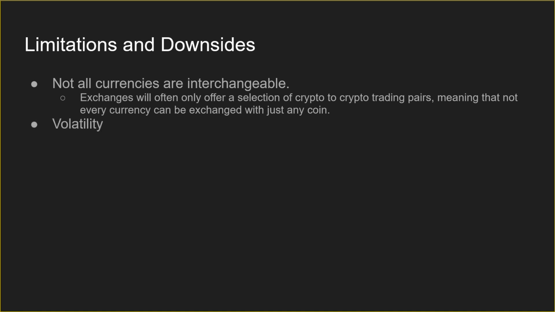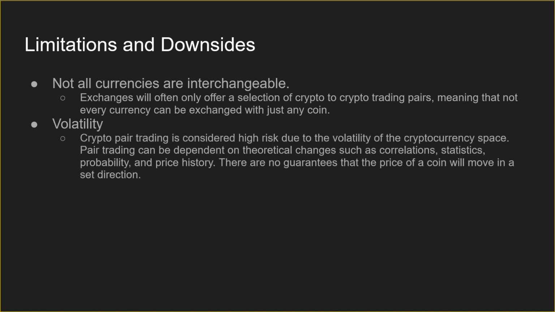We also want to account for volatility. Crypto pair trading is considered high risk due to the volatility of the cryptocurrency space. Pair trading can be dependent on theoretical factors such as correlations, statistics, probability, price history, but there are no guarantees that the price of a coin will move in a set direction. There are no guarantees. Anybody that tells you what something will do is just lying, because the reality is nobody knows exactly what will happen.